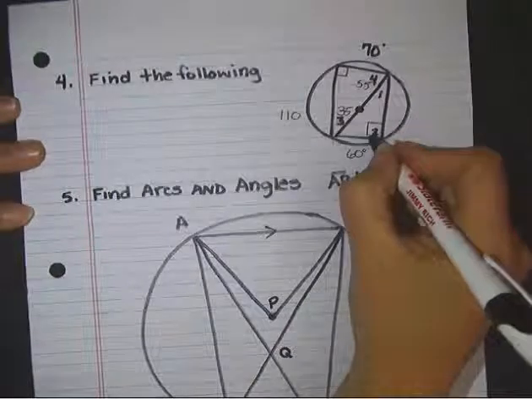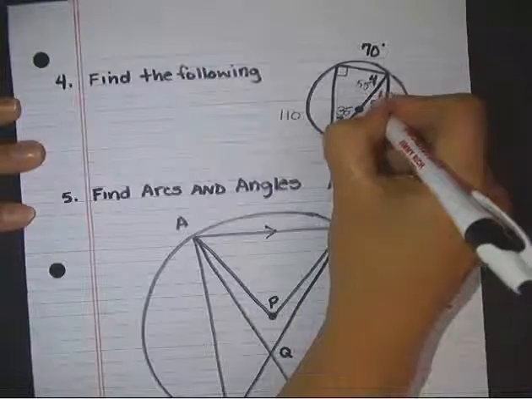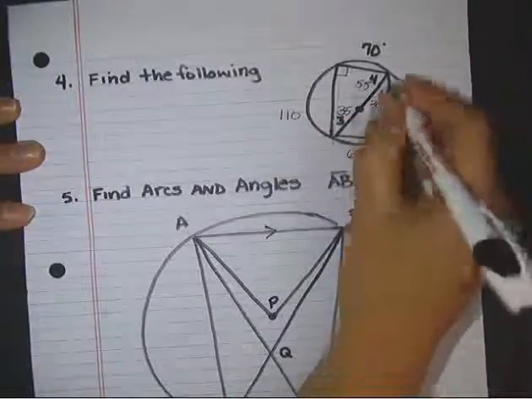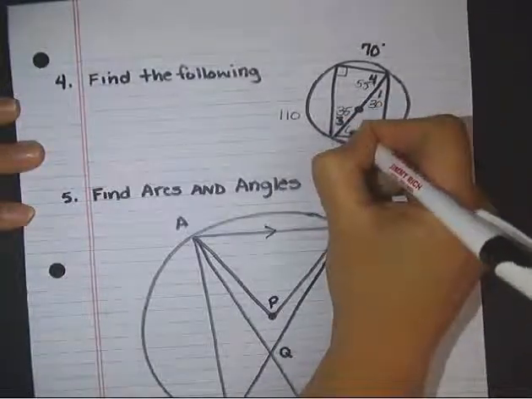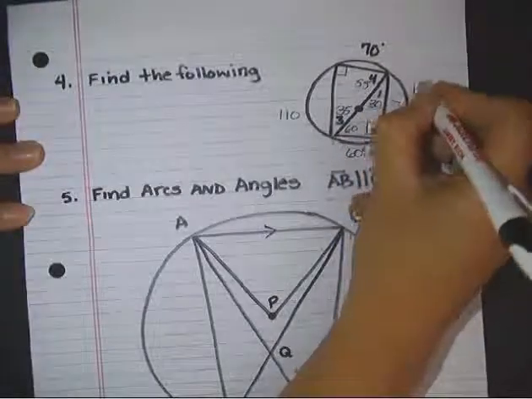So on this side, I've got a right angle here. Angle 1 opens up to 60, so that has to be 30. Since this is a right triangle, if that's 30, this is 60. 60 opens up to this arc, so that arc is twice 60, 120.